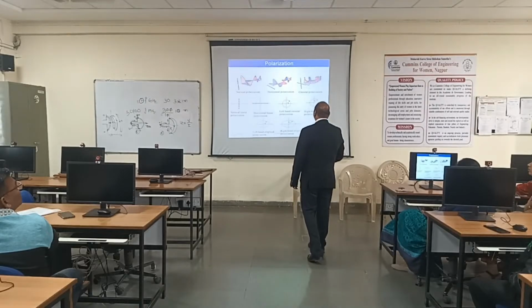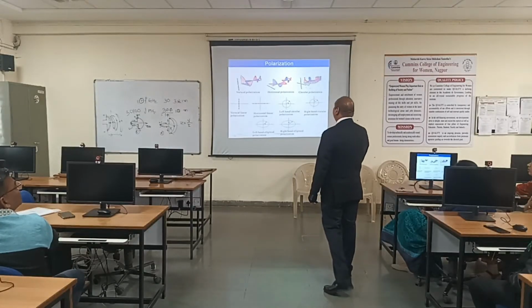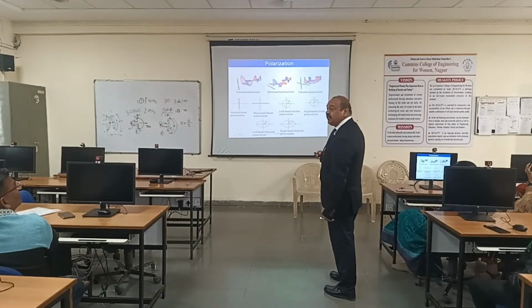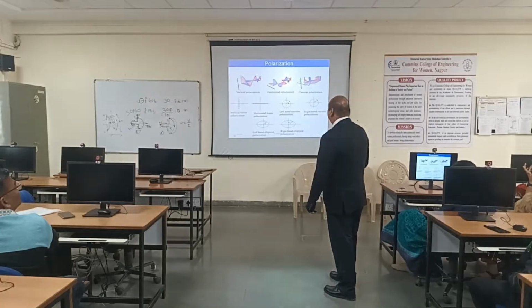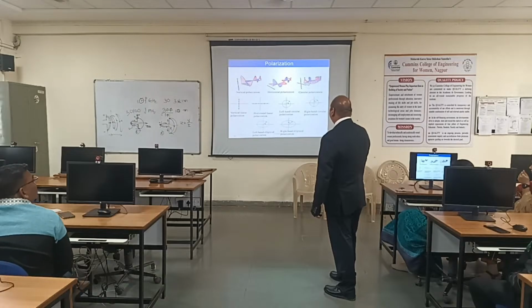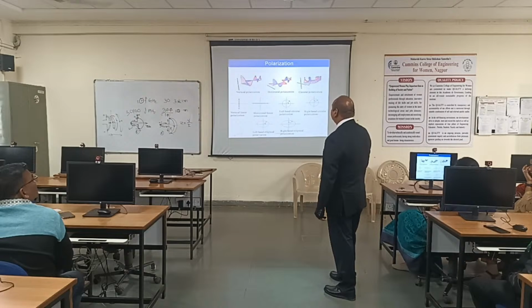Next. See, the electric field is vertical, so it's vertical polarization. Blue is the magnetic field, red is the electric field. Here the electric field is horizontal. This is the horizontal polarization. Then it can be clockwise and anti-clockwise, that is circular polarization. Next.